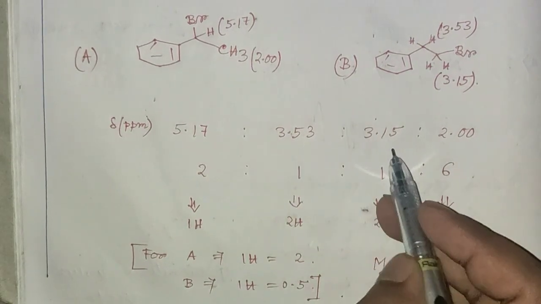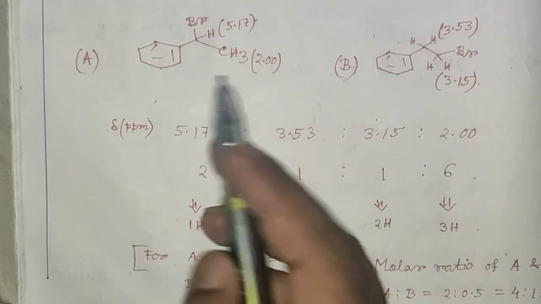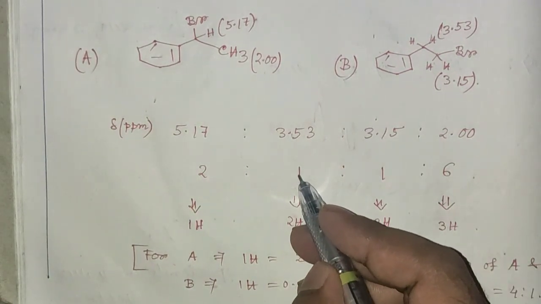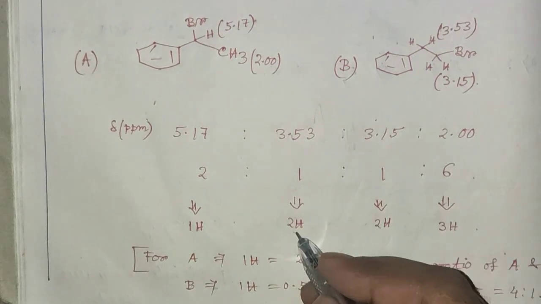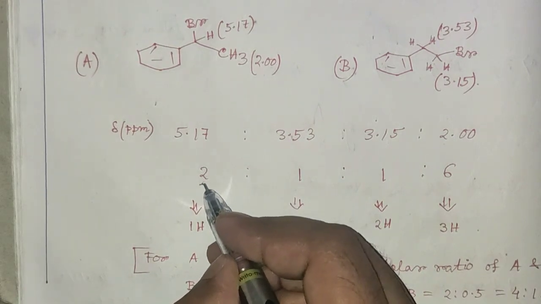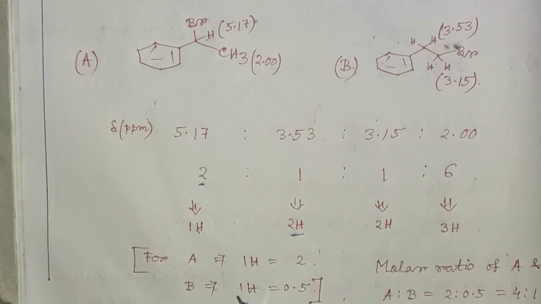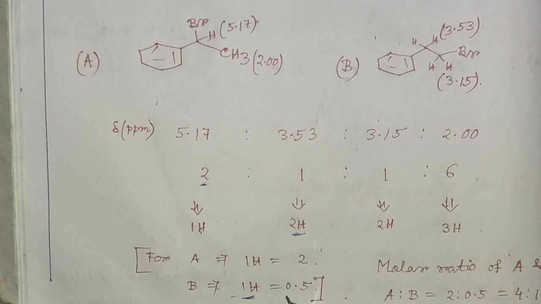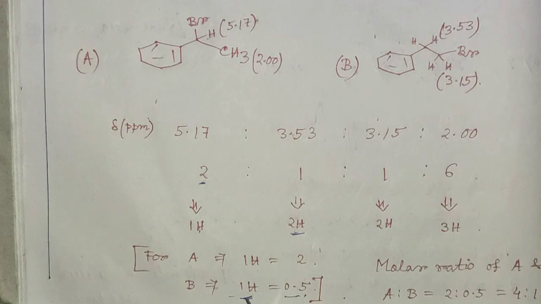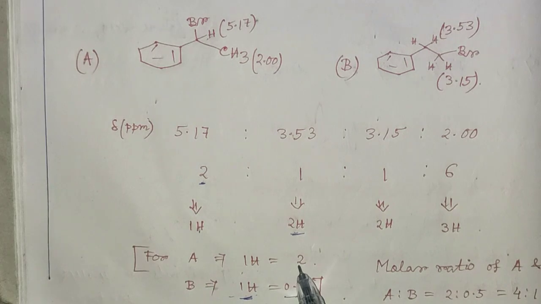These two peaks, 3.53 and 3.15, correspond to the B isomer, and these two peaks correspond to the A isomer. Thus for the B isomer, this 1 integration ratio corresponds to 2 hydrogen atoms, and for the A isomer, this 2 integration ratio corresponds to 1 hydrogen atom. So for the B isomer, since 2 hydrogen atoms correspond to 1 integration unit, 1 hydrogen atom is 0.5, and for the A isomer 1 hydrogen atom corresponds to 2 units.